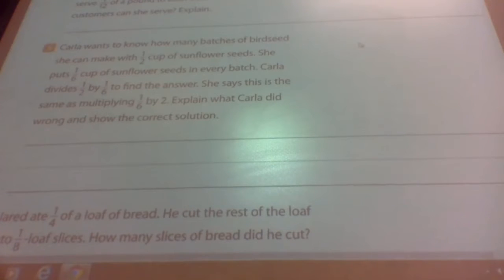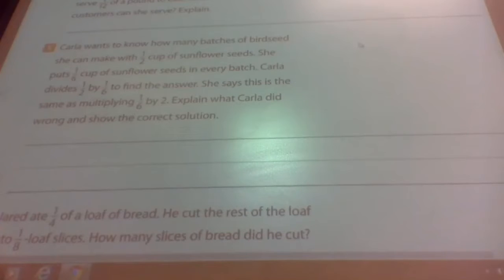Shemai, what y'all do? Okay, so tell me what you did. Wait, hold on. You said 1/2 divided by 1/6, and then you did what? 1/2 times 6/1. Okay. 6 divided by 2, which is what? 3.